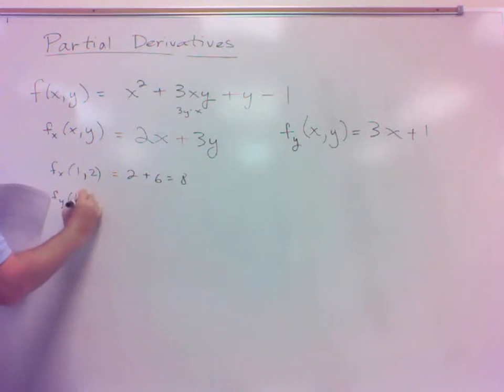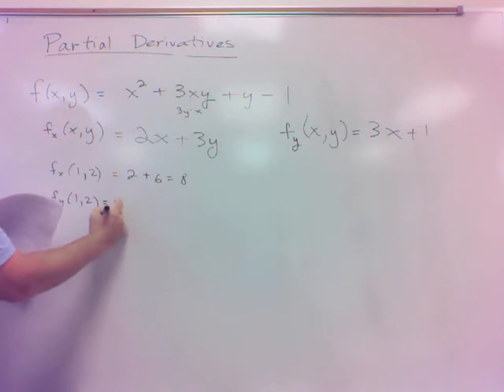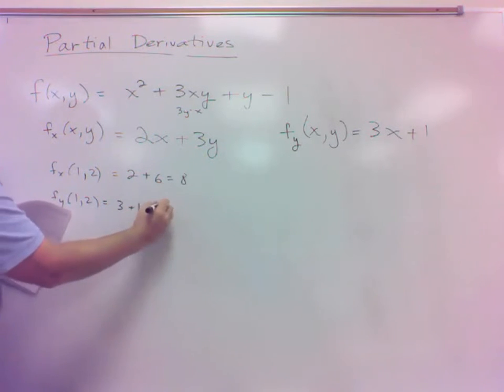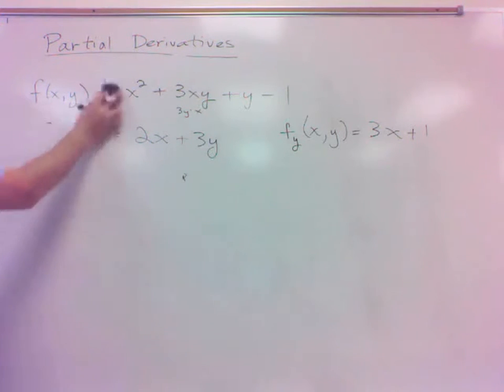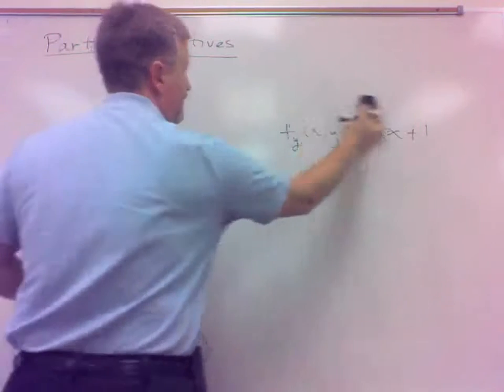The partial at 1, 2 with respect to y would be 3 plus 1, which is 4. Yeah, just have to plug the x into that one. Okay? So they have different slopes there, but we're talking about different things. This one's with respect to x, this one's with respect to y. Okay. All right. Let's see, just to get a couple more here.